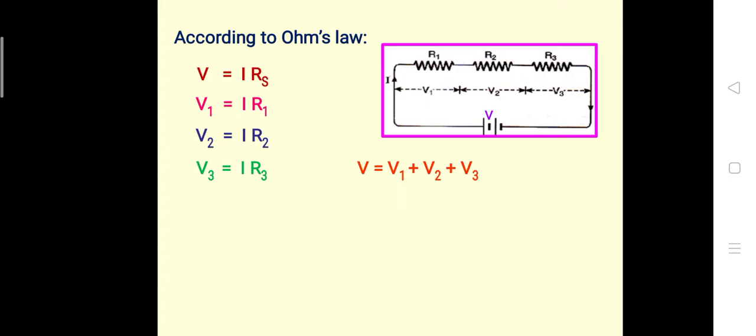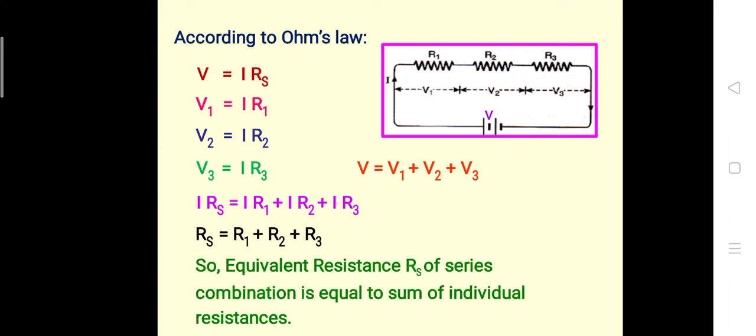Now put the values of V, V1, V2, V3 in this equation. So IRs is equal to IR1 plus IR2 plus IR3. Take I common and cancel. Then we will get Rs is equal to R1 plus R2 plus R3. So the equivalent resistance Rs of a series combination is equal to the sum of individual resistances.